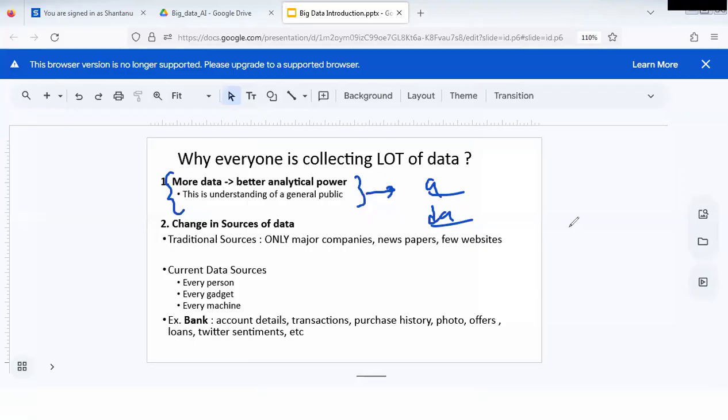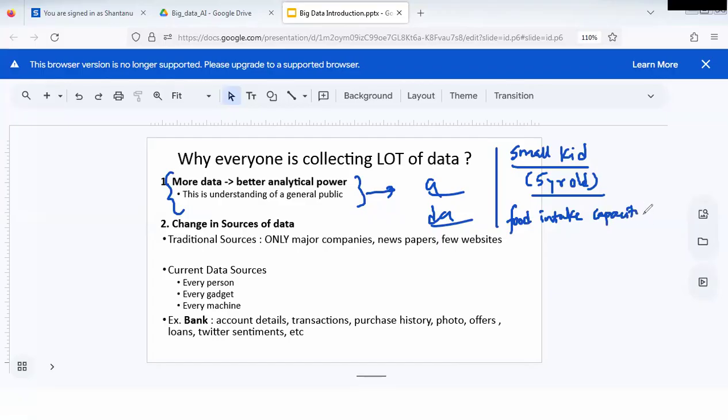I'm trying to relate this. Now think about, let's say, a small kid. Maybe 5 years old. एक छोटा बच्चा है 5 साल. What's the capacity of that child? वो कितना खा सकता है? What's the amount of food you can take? Food intake का capacity कितना है? Let's assume 1 kg खाना खा सकता है वो और digest कर सकता है. I'm taking a lot, but then think about it. 1 kg capacity है उसका.